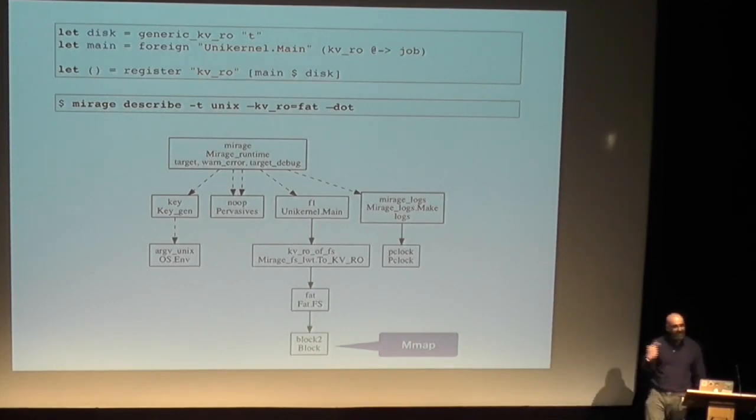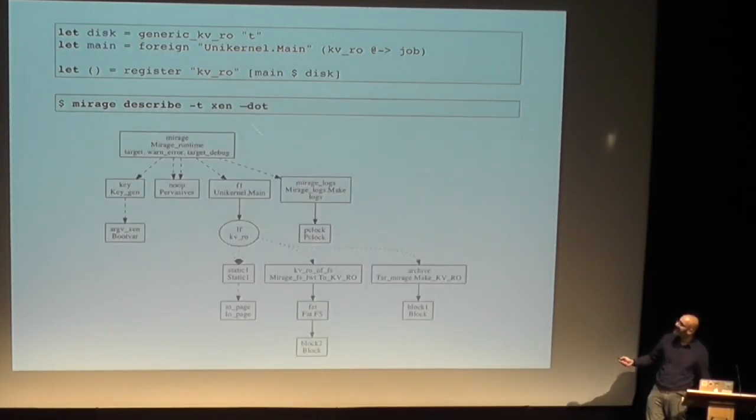So suddenly our binary has been specialized so that only the one file system path has been taken, but I haven't had to rewrite any of the rest of it. And then this is built using a particular way in Unix, using mmap, so you can memory map the system into the Unikernel. Then let's look at the Zen Backend.